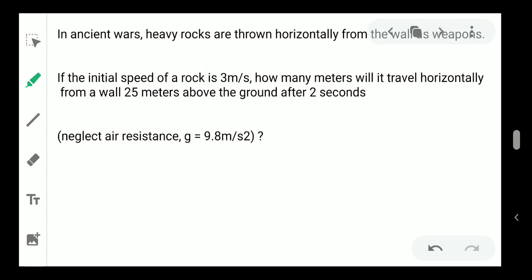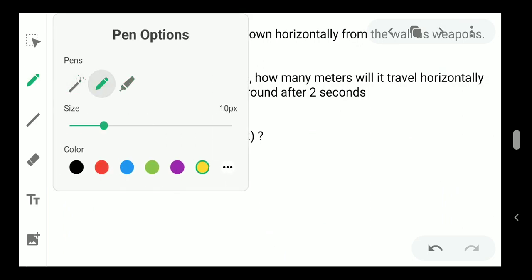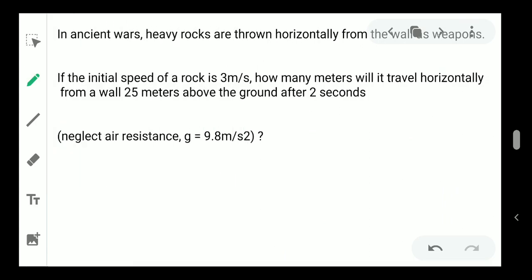Let us move to the next one. Now in the next one you can see, in ancient wars, heavy rocks are thrown horizontally from the wall as weapons. You know that, right? In many cases, like many castles, they have this kind of technology. If the initial speed of the rock is this much, how many meters will it travel horizontally from a wall of 25 meters above the ground after 2 seconds? So it's very easy because t is given already.